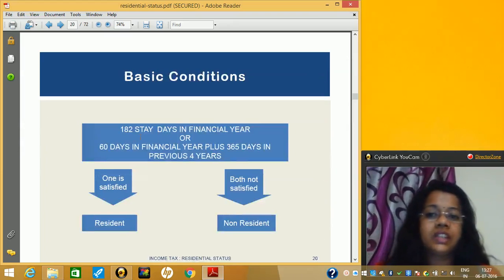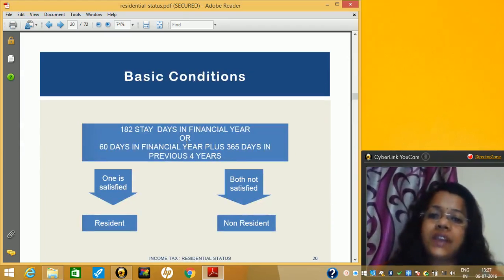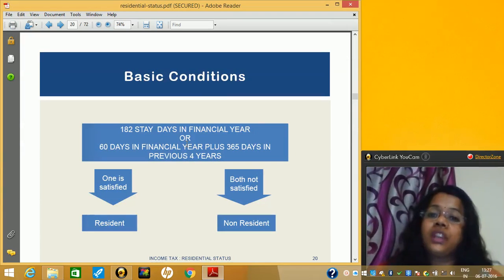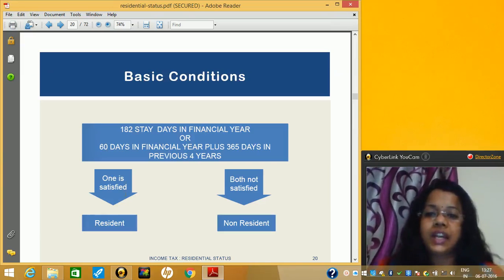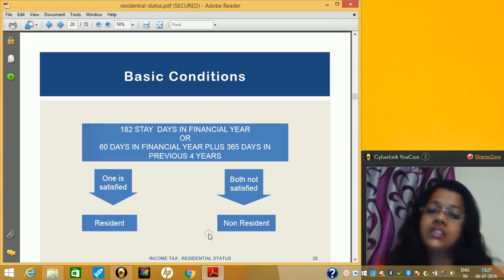So here it is given that 182 days stay in the financial year, or 60 days in the financial year plus 365 days in the previous 4 years. If one is satisfied, then he is resident. If both are not satisfied, then he is non-resident.